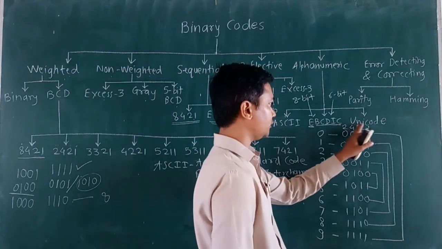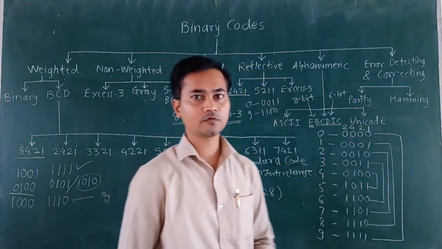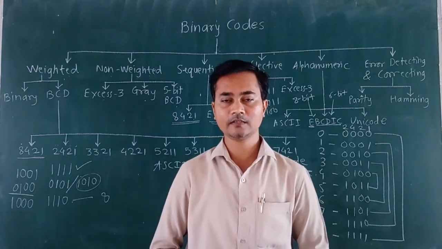Then the last one is Unicode. We will not go deep into this. I hope you understood all these binary codes and their types.